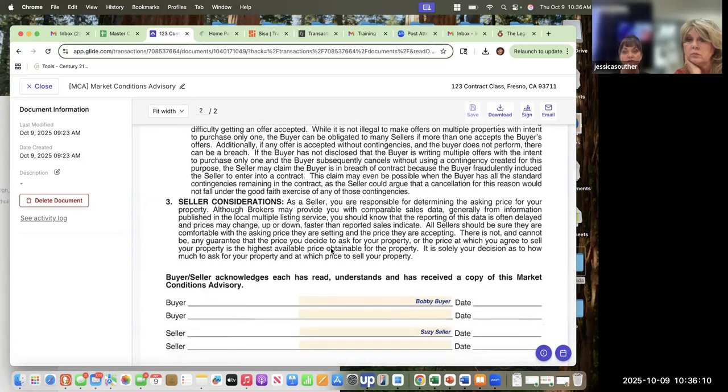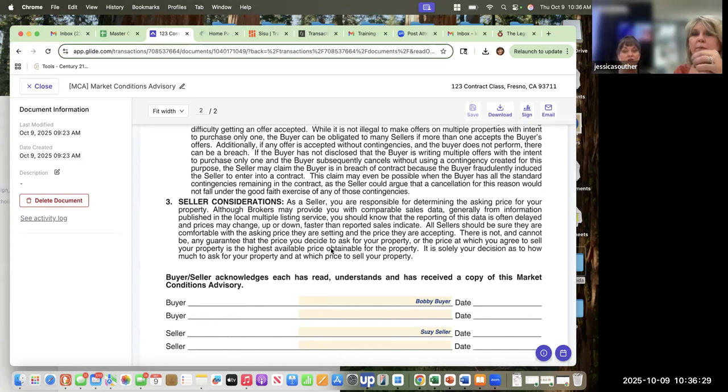And it tells them there could be multiple offers, adjust your offer accordingly. And then again, the seller is responsible for determining their asking price, and they are responsible for accepting an offer that they're willing to take that price for. And it might not be the price that they asked for. Oh, yes. Yes, that's the big one.